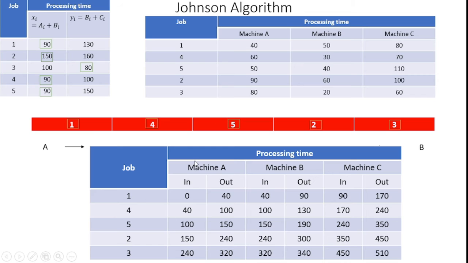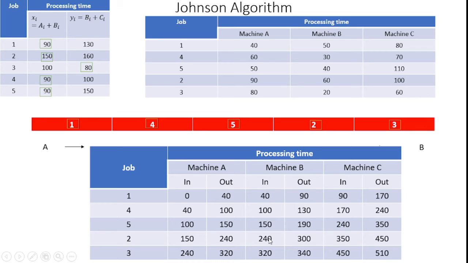And then I consider job 2 in our sequencing. Job 2 enters machine A at the 150th minute, because job 5 completed at the 150th minute, so job 2 can enter machine A at 150 minutes. The processing time is 90. 150 plus 90 is 240. Then I compare 240 with 190. 240 is the maximum, so machine B starts job 2 at 240. So 240 is the entering time.